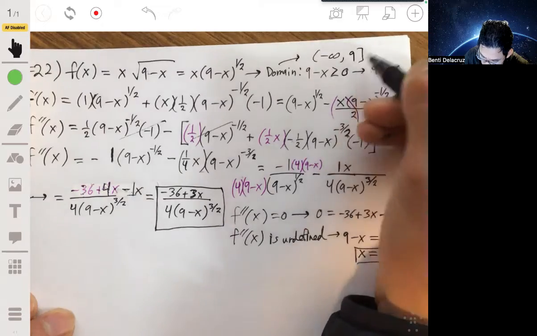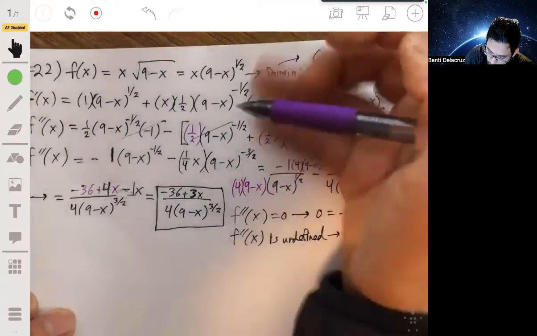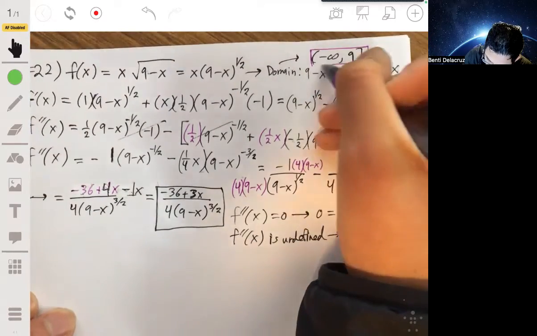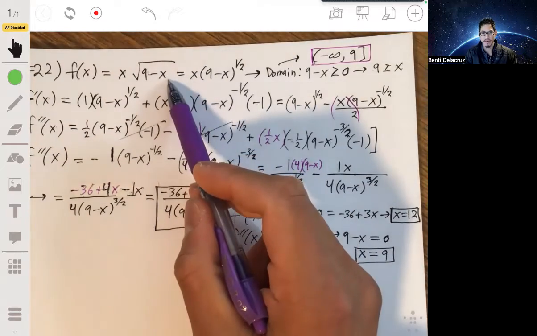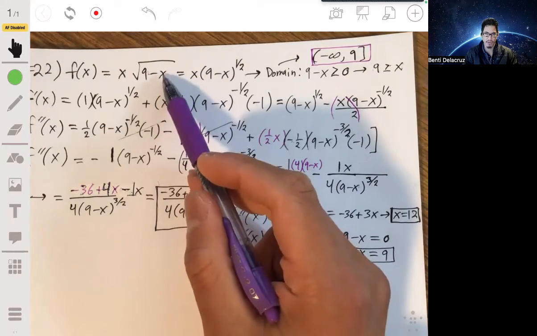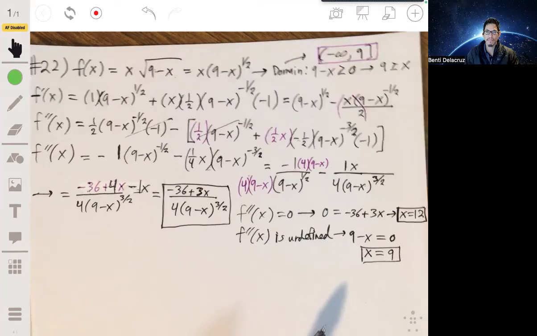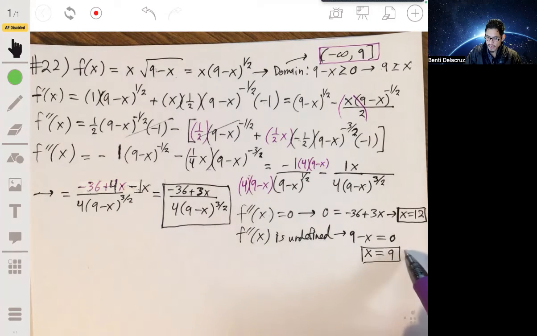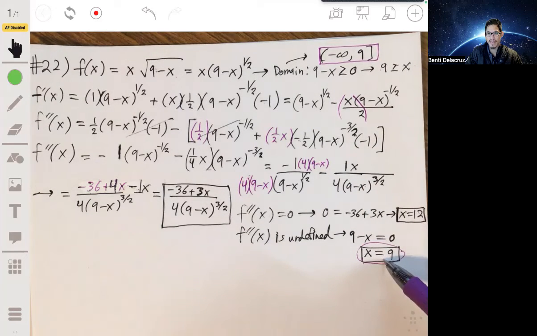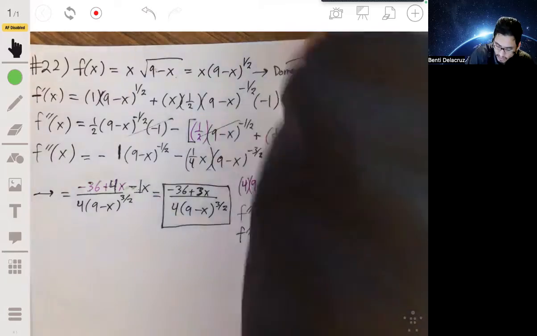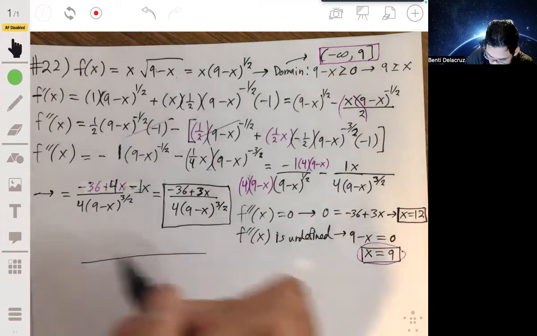We include 9 because the largest number you can put in here is 9. If you put in 10, you're going to get the square root of a negative number, and that's going to be a non-real solution. We're only talking about real numbers for now. So if you look here, this is at the border. This is right at 9. So it's still in the domain, but if we're going to make an interval, that's what we're going to do next.